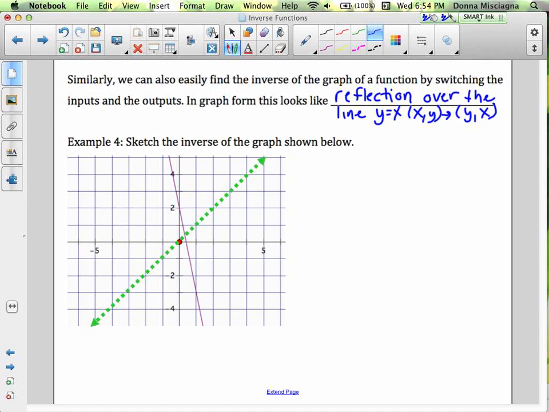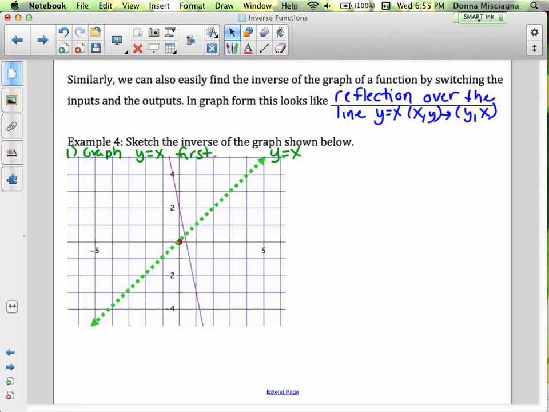So when you were graphing reflections over the line y equals x, you didn't even know it, but you were actually graphing inverses. All right, so we want to sketch the inverse of the graph shown below. And I have to say, linear functions are the easiest. I believe I have this in your notes already. The line y equals x, that's what we're reflecting over. Anytime you want to graph the inverse, the first thing you want to do is graph the line y equals x. So I'm going to just graph y equals x first, because that will help you.